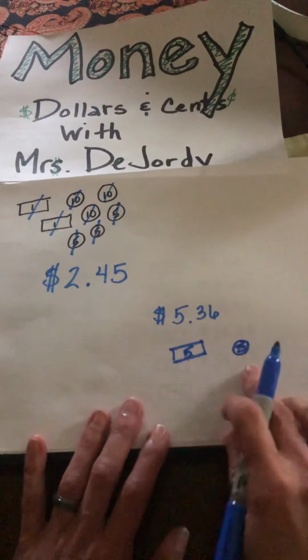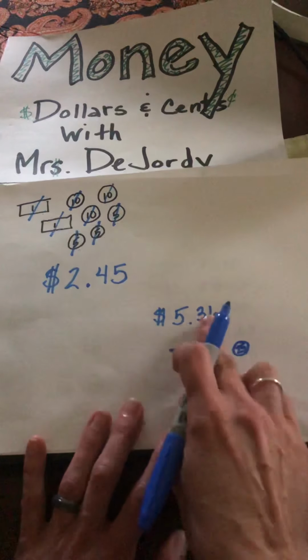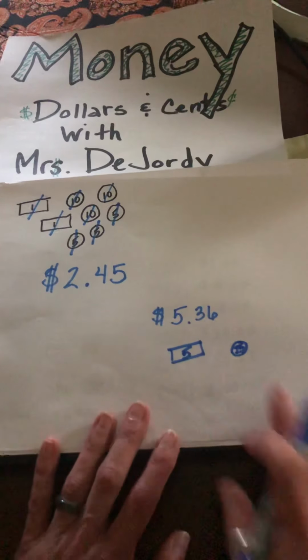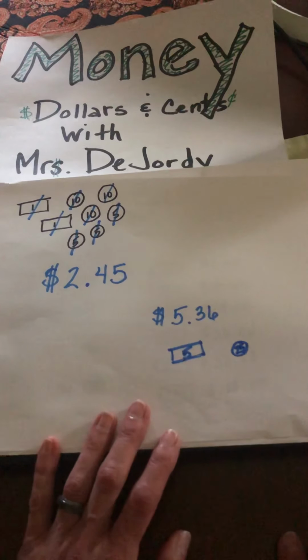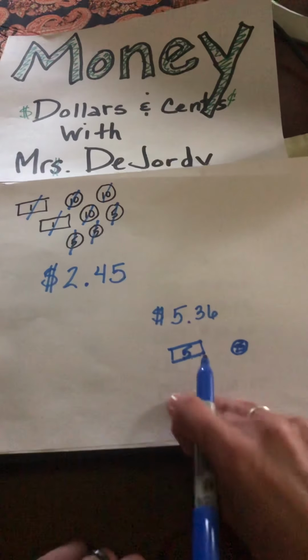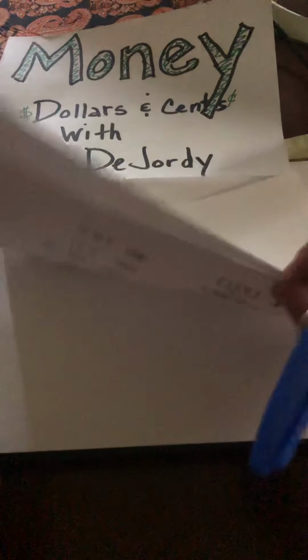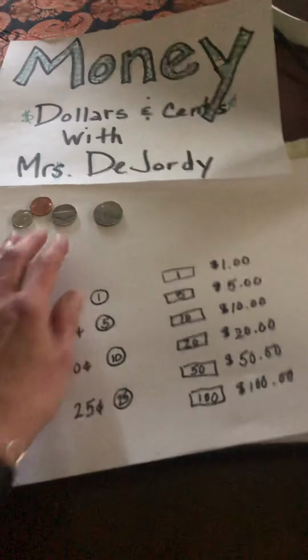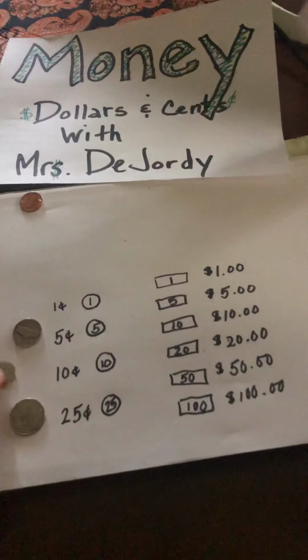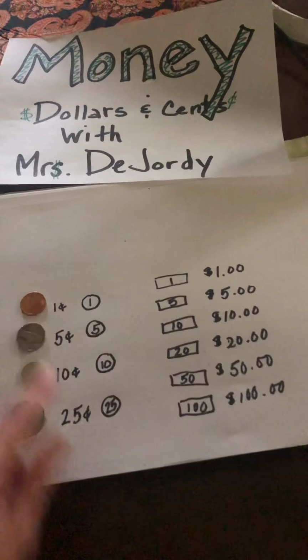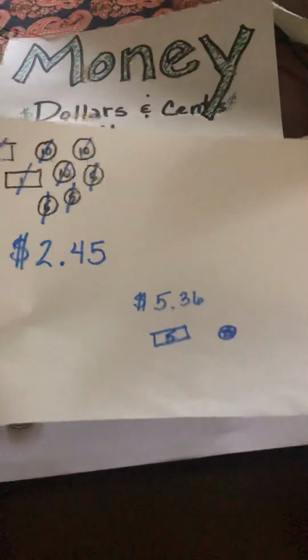So now I have 5.25, and I've got to get up to 36. So I say to myself, should I add another 25? Well, if I add another 25, then I'm going to have 5.50, and I'm going to go over. So that's going to be too much. So let me think of another coin that I could use. What's the next value coin down from the quarter? And that is the dime, worth 10 cents.